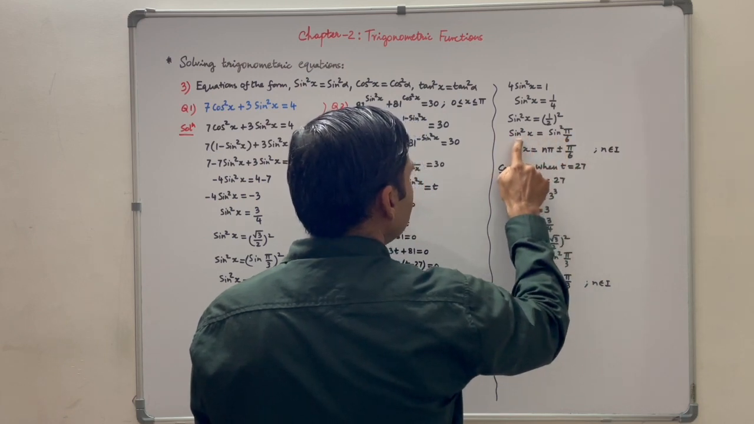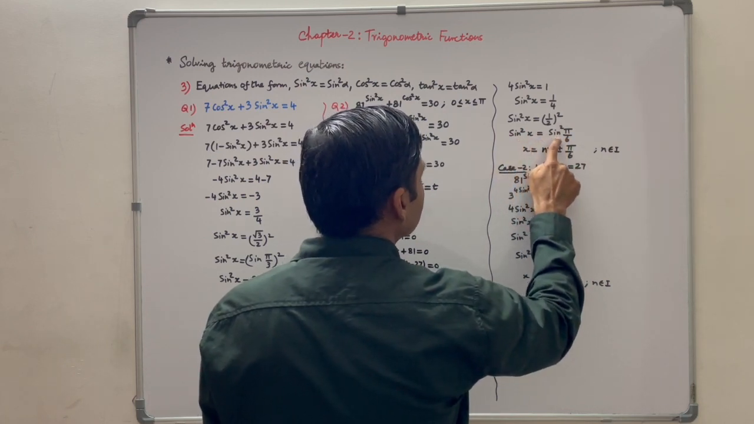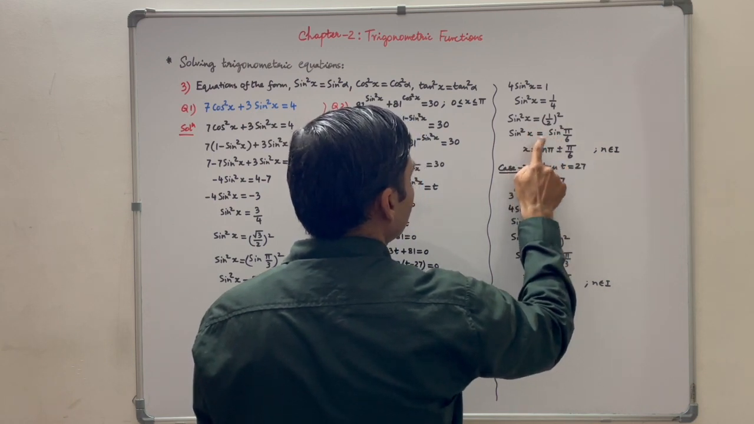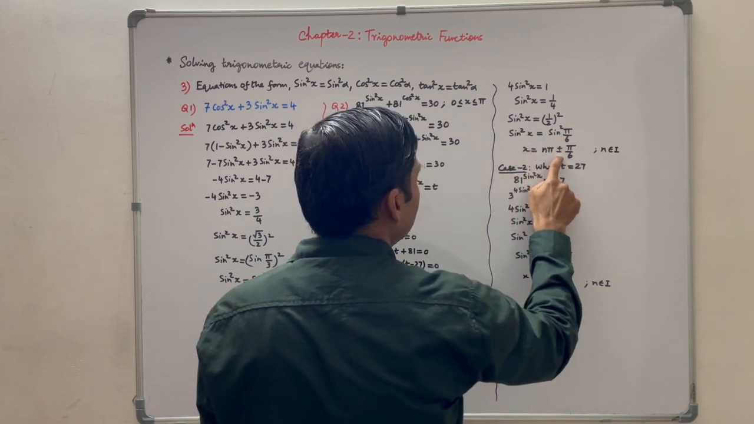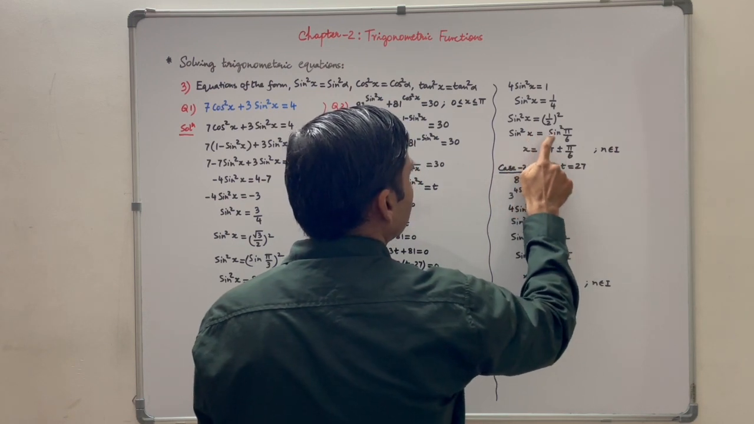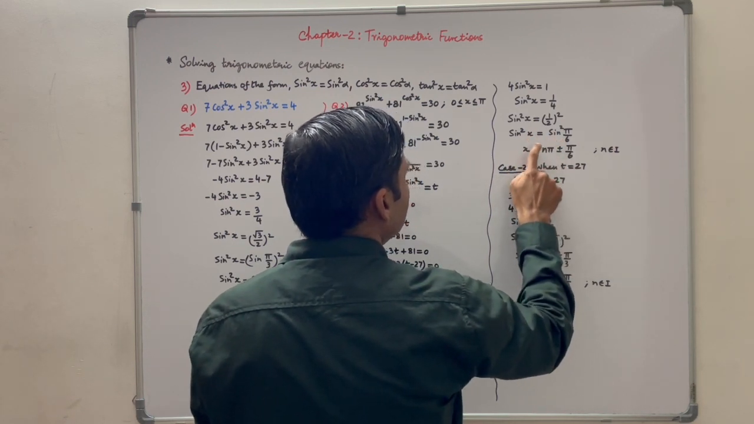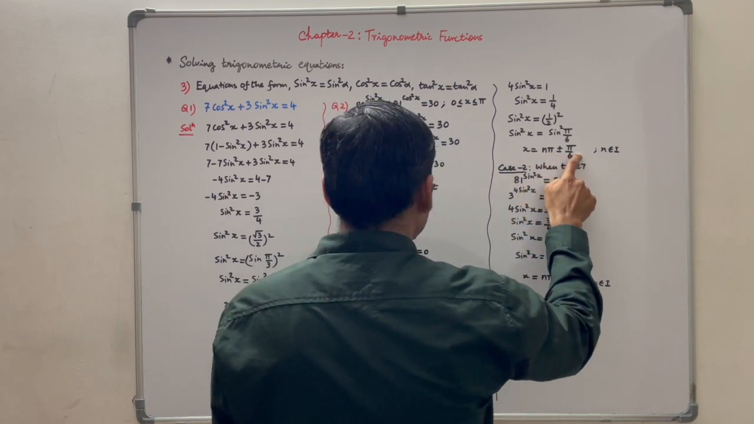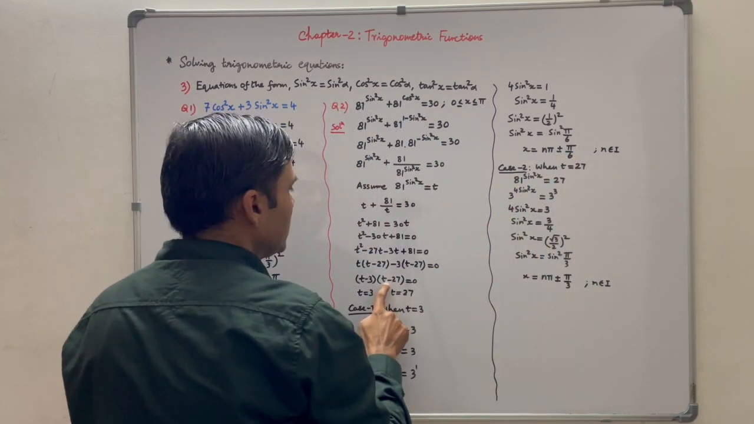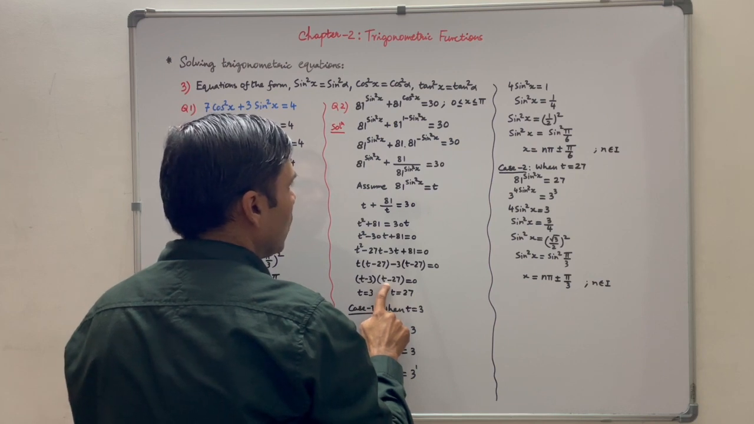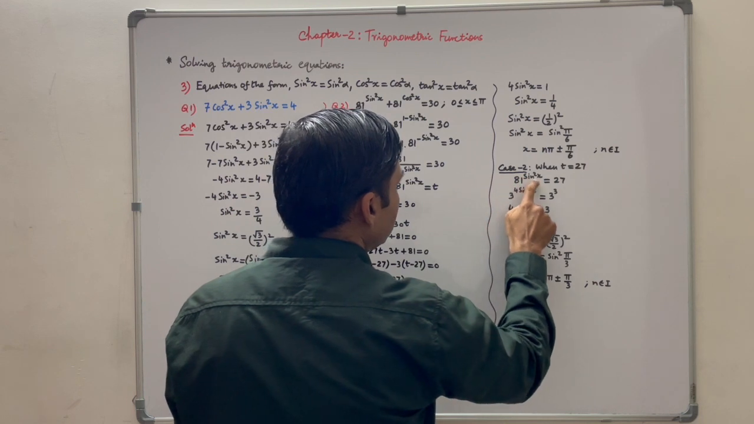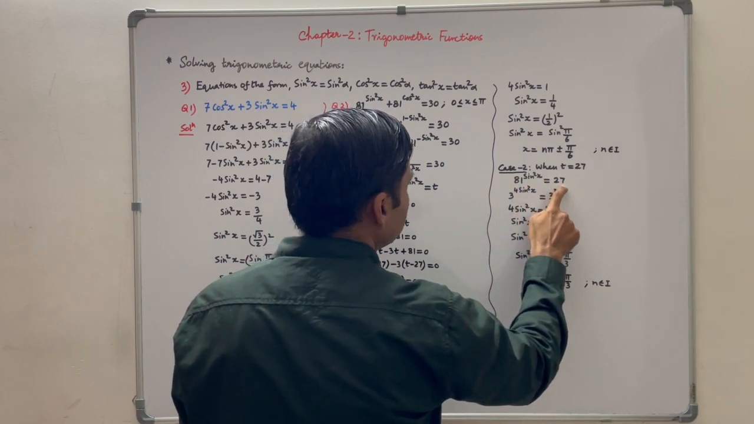Now it is in the form sine square theta is equal to sine square alpha. So the general solution is theta is equal to n pi plus minus alpha. Here theta is x and alpha is pi by 6. So x is equal to n pi plus minus pi by 6. Second case, when t minus 27 is equal to 0, or t is equal to 27. So 81 to power sine square x is equal to 27.